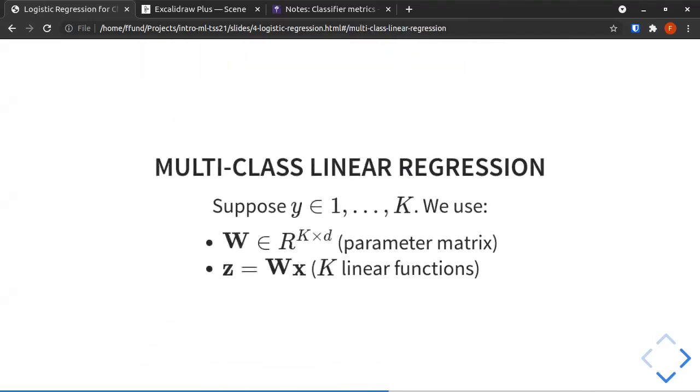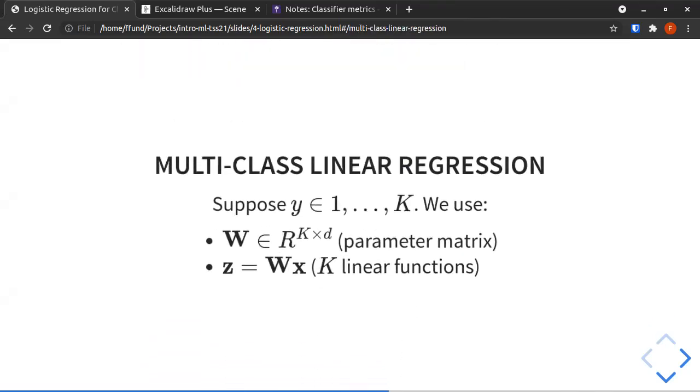Okay. Now, how do we extend this to multiple classes? So far, we're only talking about binary classification. Now, suppose we have multiple classes, classes up to k. So instead of having a weight vector, we're now going to have a weight matrix. And I'm always going to assume that the ones column is stacked at the beginning. So you have an intercept rolled into the parameter matrix.